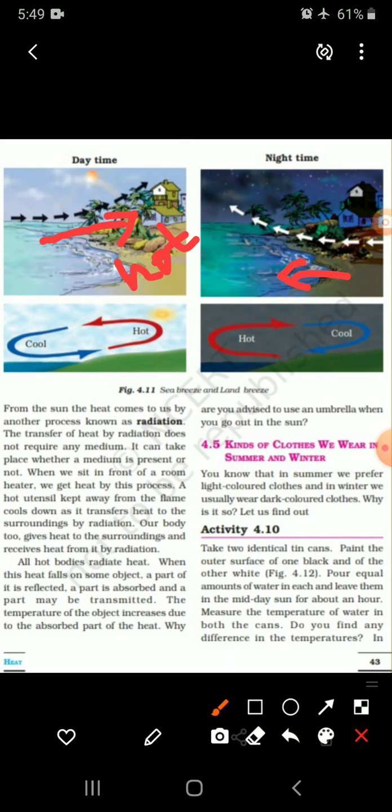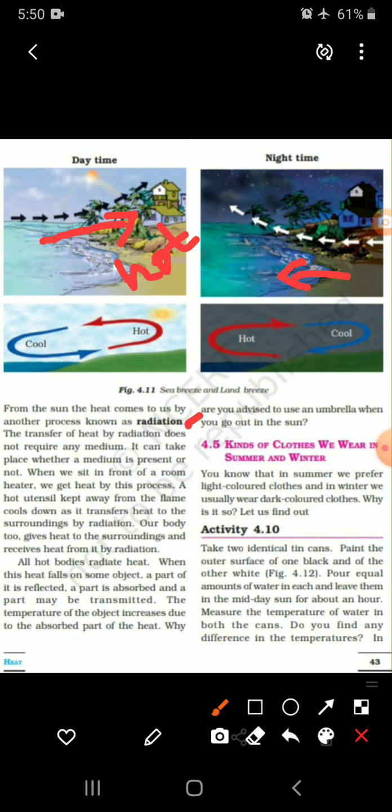From the sun, the heat comes to us by another process known as radiation. The transfer of heat by radiation does not require any medium. It can take place whether a medium is present or not. Therefore, the sun rays fall down very quickly because they do not require any medium.